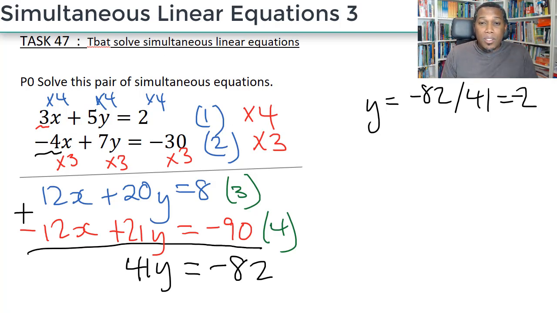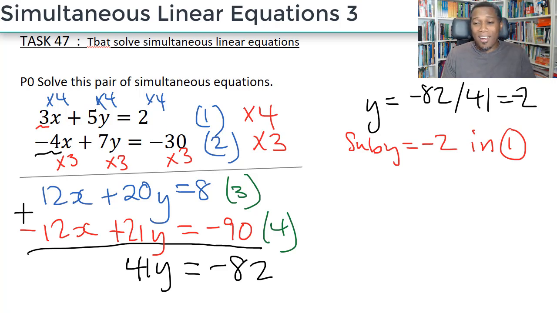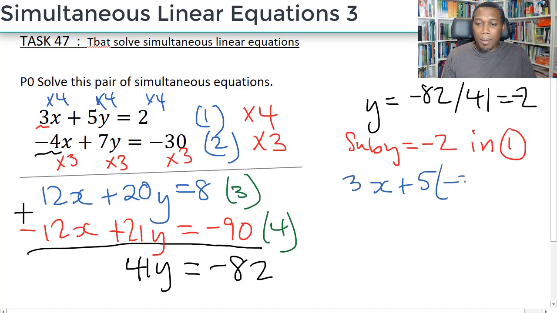Now we need to substitute. I'm going to sub y equals minus 2 into equation 1. I don't really want to have to even check in equation 2, to be honest, but I've got to do my duty. So we're subbing in minus 2, and that means we have 3x plus 5 multiplied by minus 2 is going to give us 2. We're substituting into equation 1, which was 3x plus 5y equals 2.